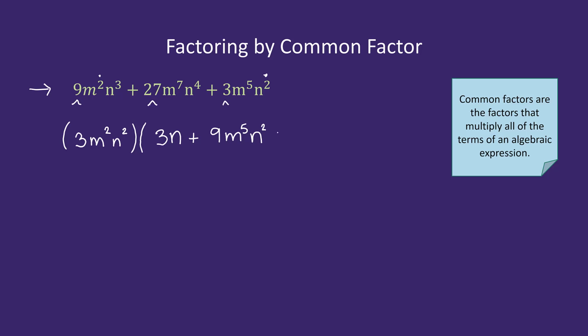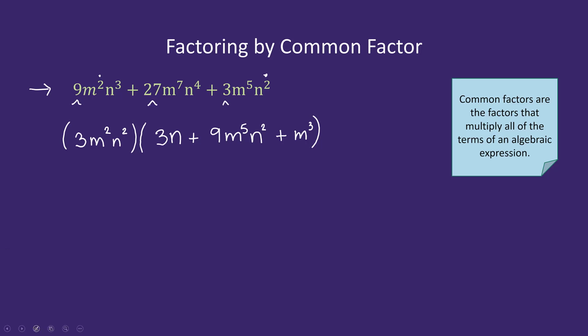Now for the last term, 3 times what gives us 3? Well, times 1. We won't write the coefficient, but we check if we have variables. M second power times what gives us m fifth power? Well, m third power, because 2 plus 3 is 5. And now with the n's, n second power times what gives us n second power? Well, times 1. We don't write it because it's already implied as the coefficient of m third power. So this is the result of factoring our polynomial by common factor.